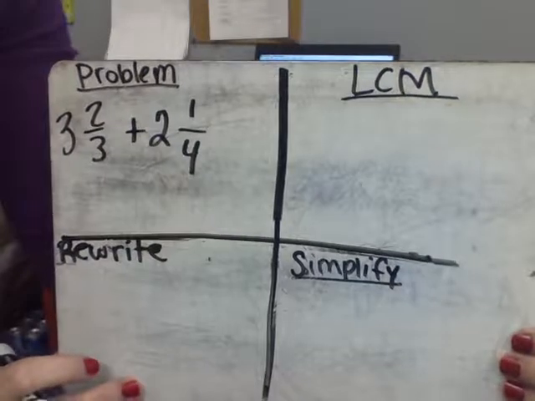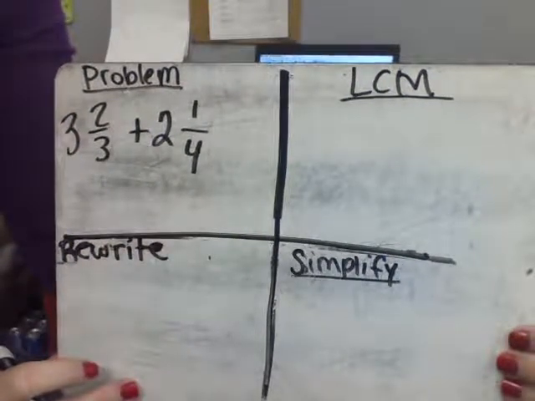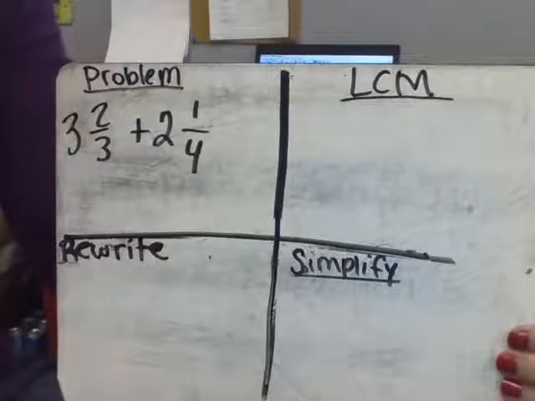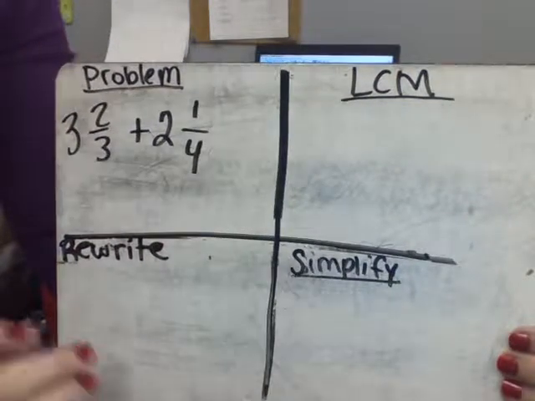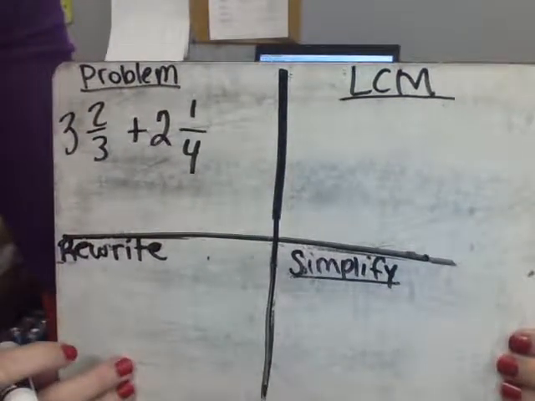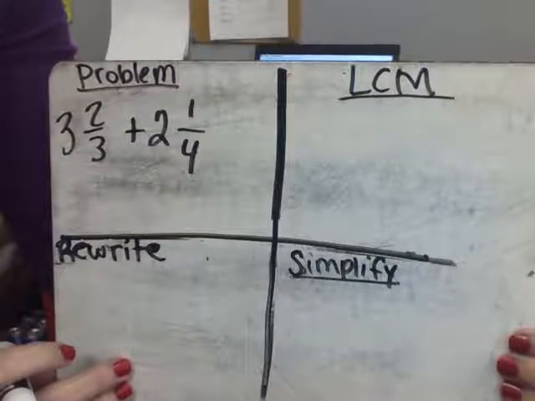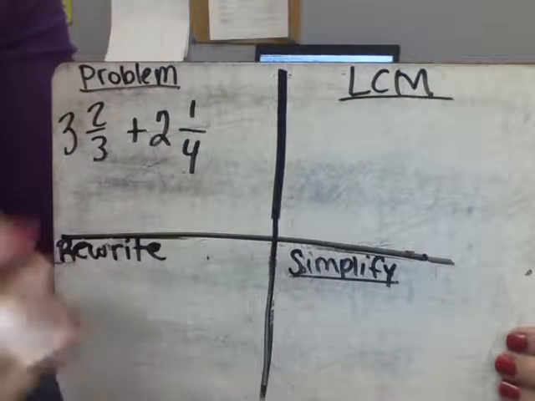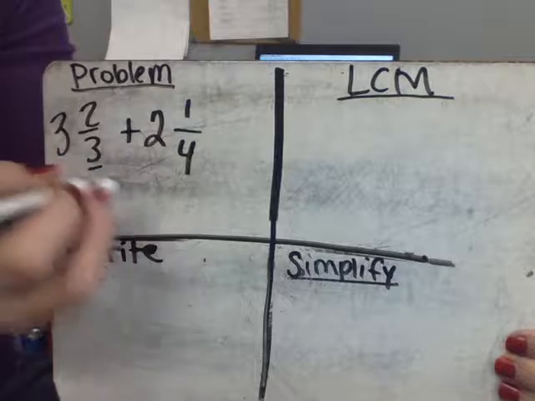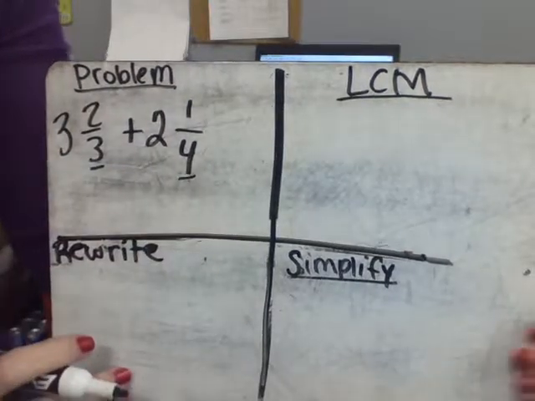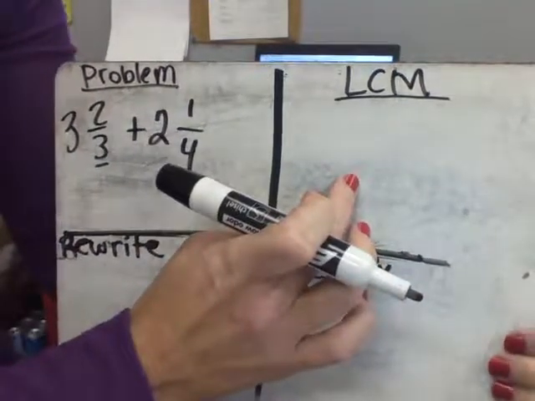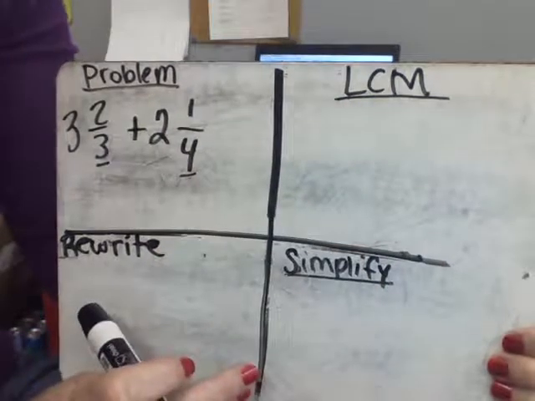So the very first thing that we notice is that our fractions have unlike denominators. And so we have to find the number that will be our new denominator. The way that we do that is to find the least common multiple of each denominator, which is the 3 and the 4. So over in this next square, LCM, least common multiple.